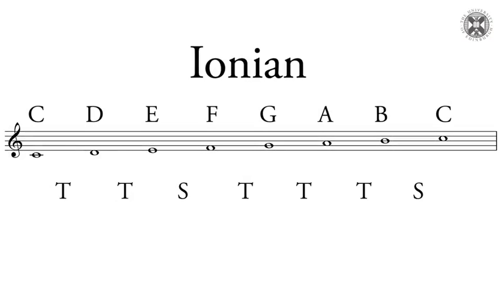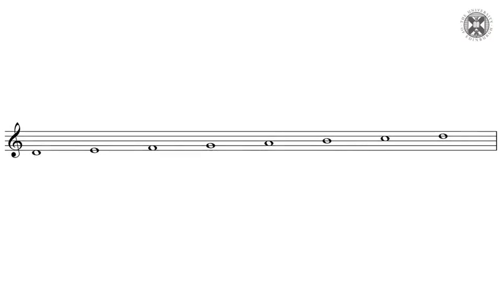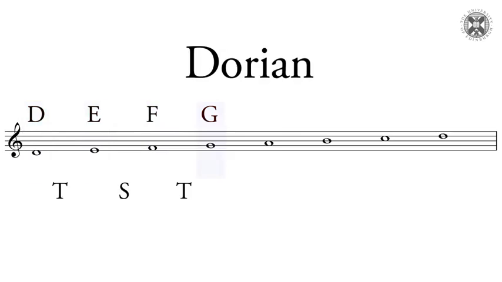Well, we already know that starting on C, we have our C major scale. If we go up to D, this is the second note of C major, we get a mode called the Dorian mode. It's made up of the notes D, E, F, G, A, B, C, back to D. This gives us a different pattern and a different sound.